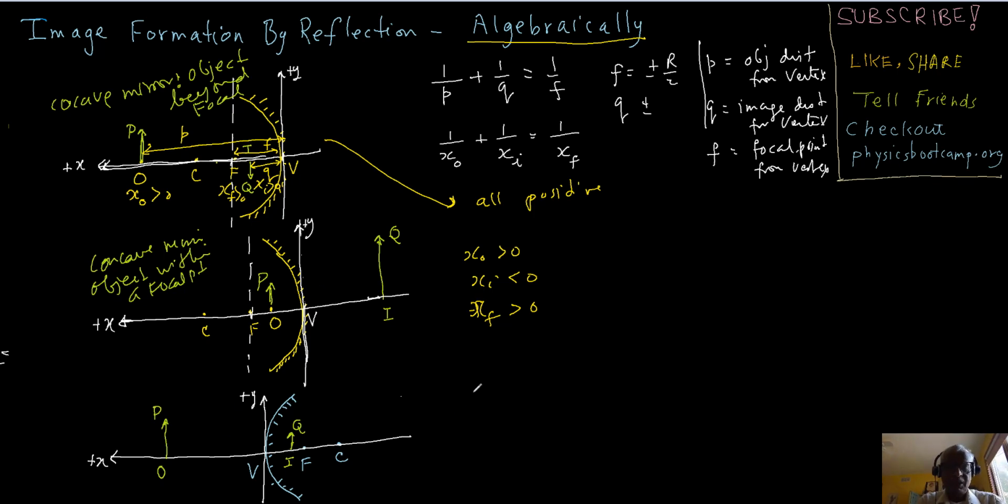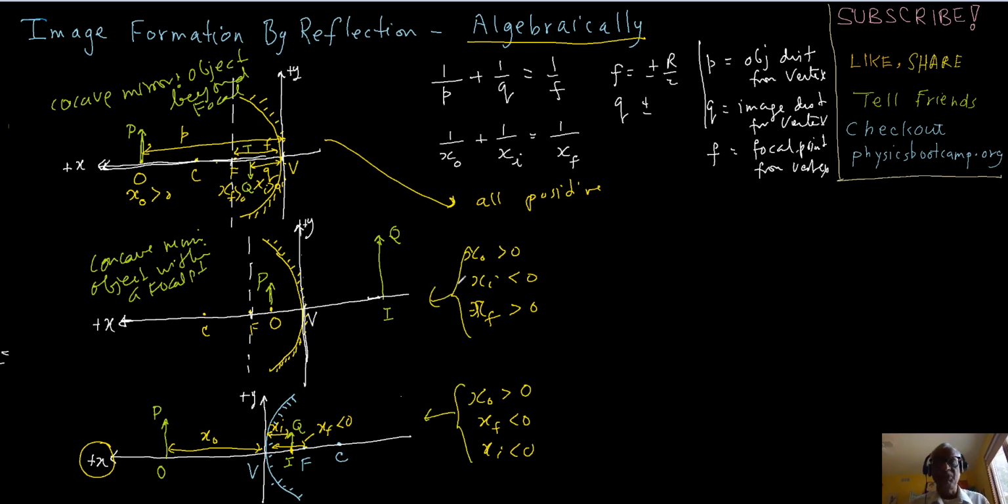Over here, XO is positive. This is the XO. I'm on the positive x-axis on the other side. But the F here, this is XF, XF is negative. And XI, the x coordinate of the image, is going to be negative for this case. So this is the sign convention. It's very easy to remember if you use x's and if you draw coordinates like that.